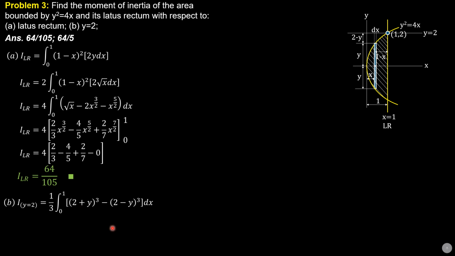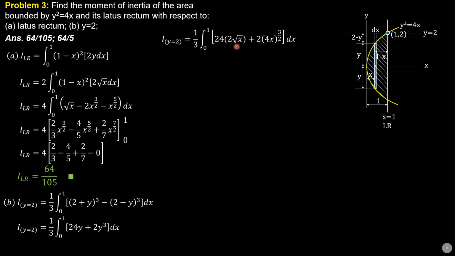Therefore, this simplifies to 1/3 integral 0 to 1 of quantity 24y plus 2y cubed, times the variable of integration, which is dx. So replacing y by 2 square root of x, we have here 1/3 integral 0 to 1 of quantity 24 times 2 square root of x plus 2 times y cubed.